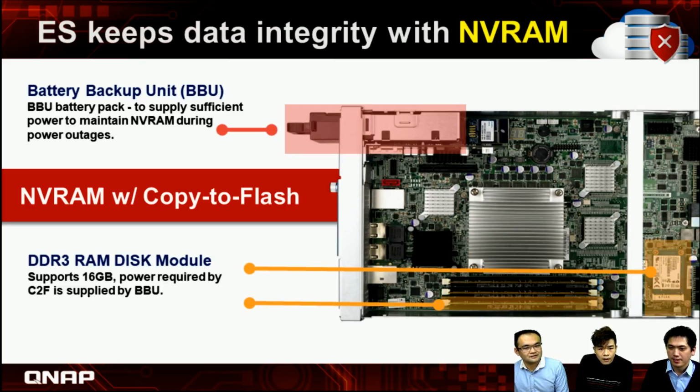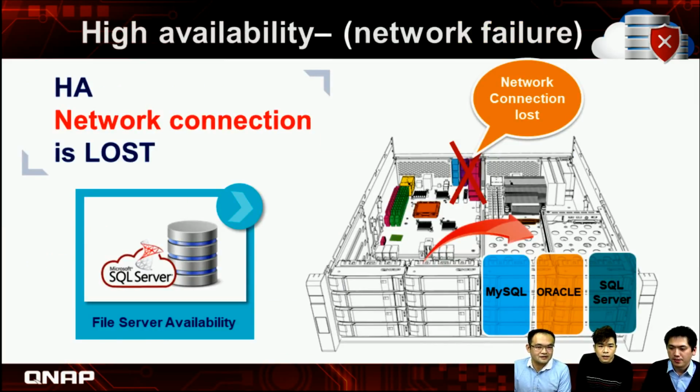Okay. And then this is the high availability for network failure, right? Yes, as Kevin mentioned, the ES1640 is a dual controller design, so it can support high availability.